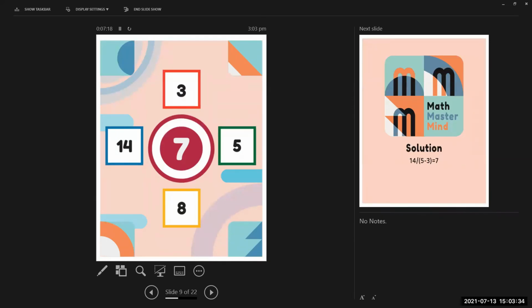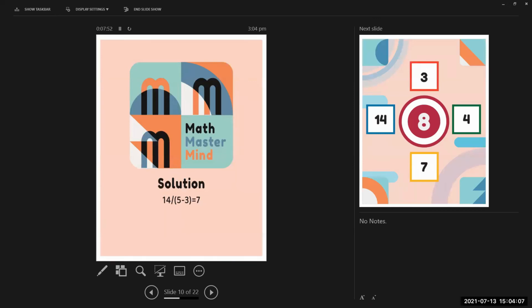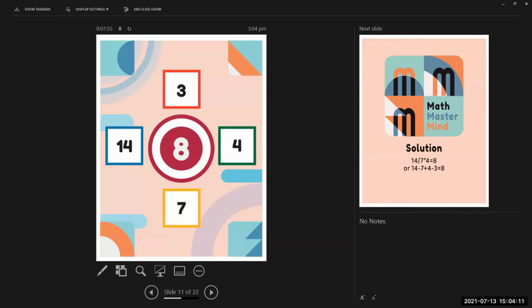Okay, so 7. How do I get 7? As you know, 7 is a prime number. So I need to find a way to get 7. One easy way: I have a number 14, and I know that 14 divided by 2 will give me 7, correct? So I see a 2. Can you see there's a 5 and a 3? Then all I need to do is take 14 divided by bracket 5 minus 3, which gives me 7.